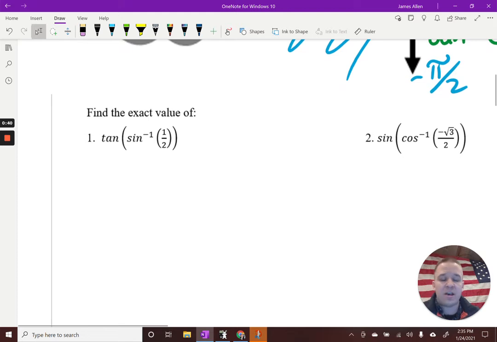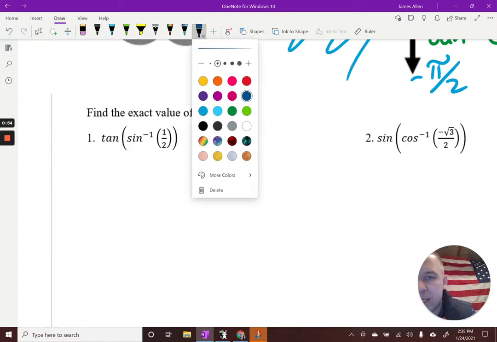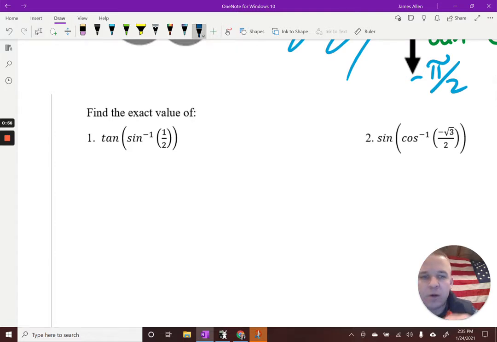Find the exact value of tangent of inverse sine of 1/2. I'm going to favor drawing out triangles in this one rather than the unit circle, and you will see why when we get towards the end. Alrighty, so for this one, I'll just go with blue. I'm going to work from the inside out.